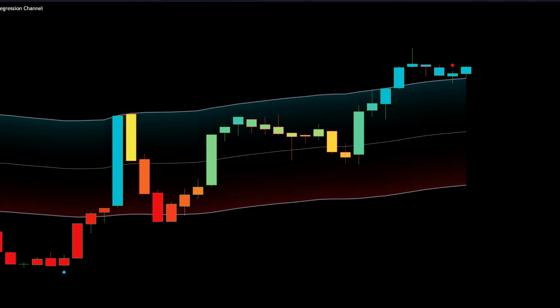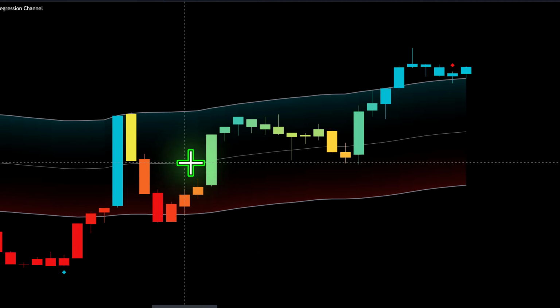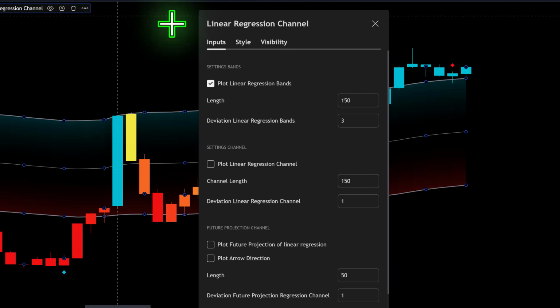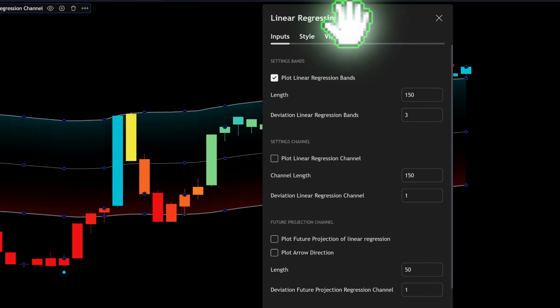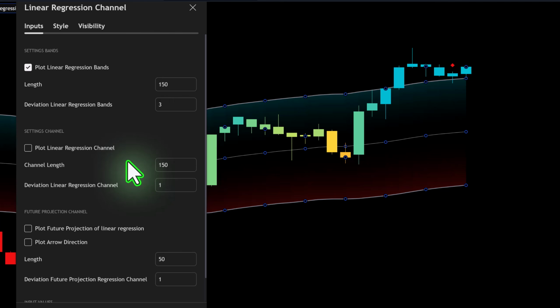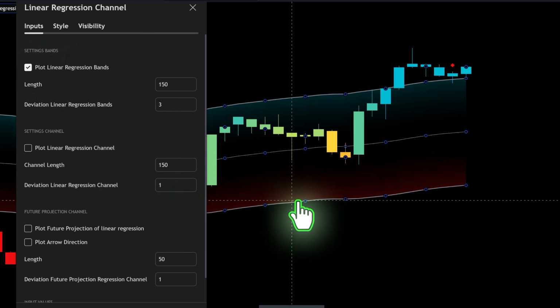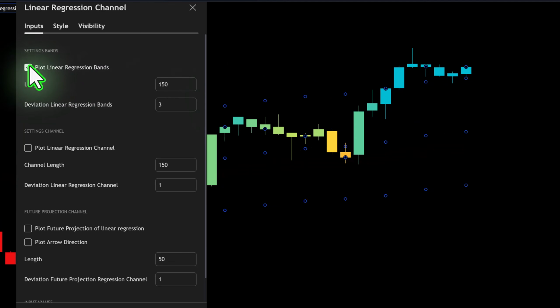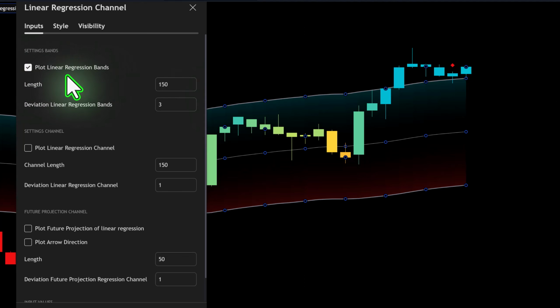Now let's take a quick dive into the settings panel. Just click the little gear icon on the indicator to get started. First up is the Inputs tab, where you'll see a section for bands settings. By default, Plot Linear Regression Bands is checked. This is what draws those outer boundaries we talked about earlier. Right beneath that, you'll find the length set to 150. This number tells the indicator how far back it looks when calculating the bands.